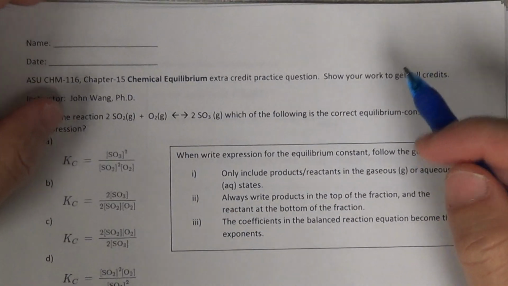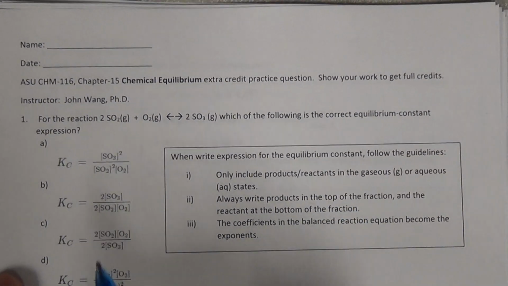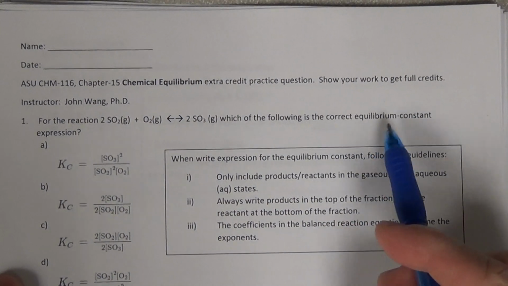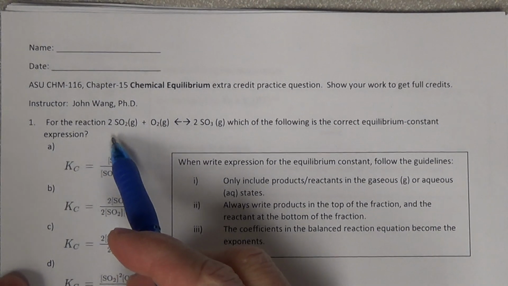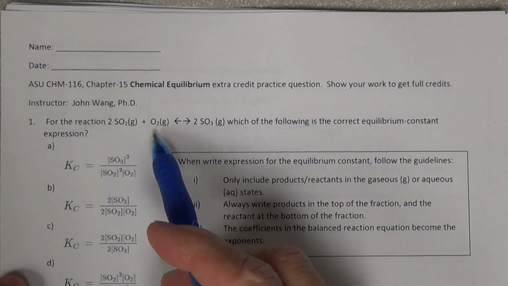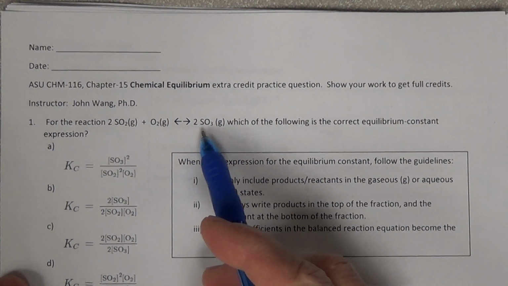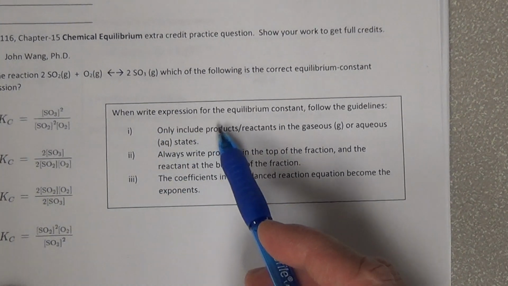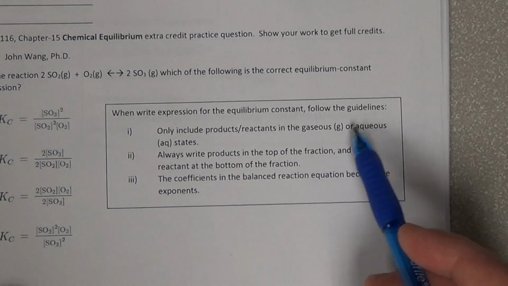Okay, so this is chapter 15, the chemical equilibrium. So the first question is to write the correct equilibrium constant expression for this chemical reaction. In this reaction, we have 2 SO2 gas plus 1 O2 gas in equilibrium with 2 SO3 gas. When writing the expression for the equilibrium constant, follow the following guidelines.